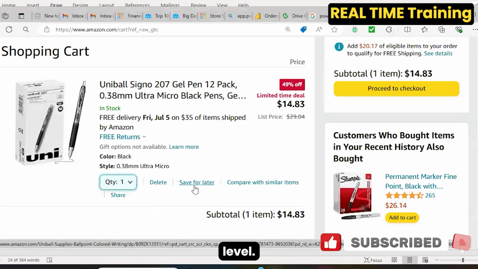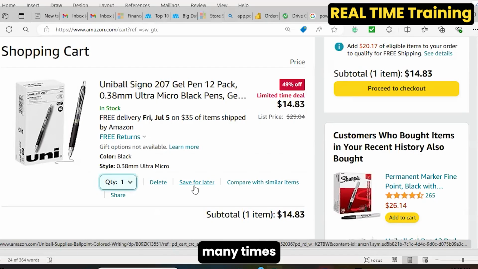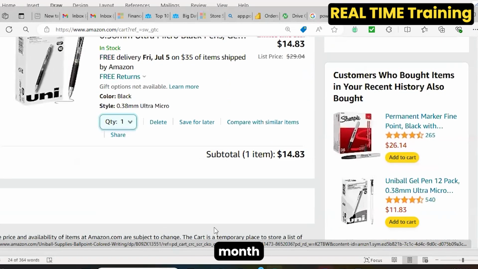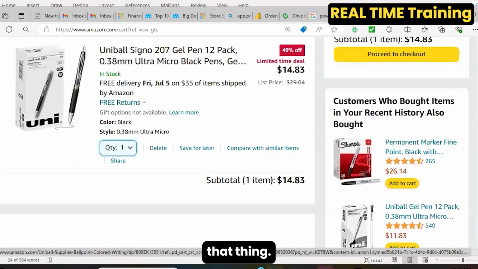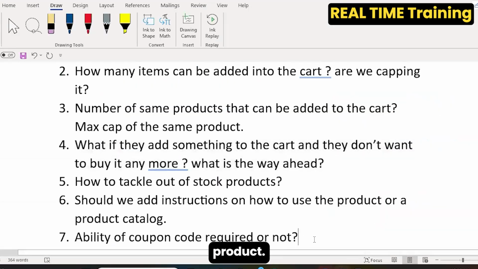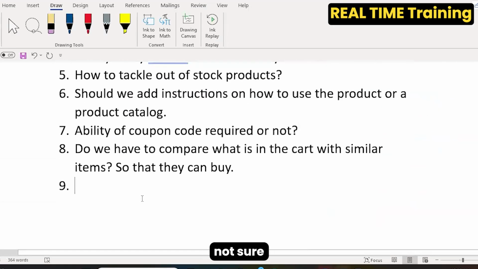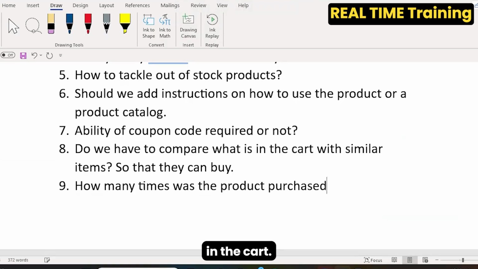One more question which is coming to my mind is, we can display how many times this product was purchased in a particular week or month, that kind of thing. It will also tend to make the customer buy that product more if they're not sure. Also the total price in the cart.